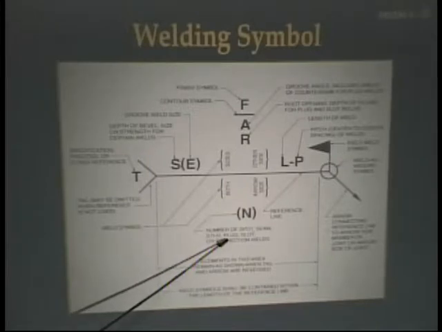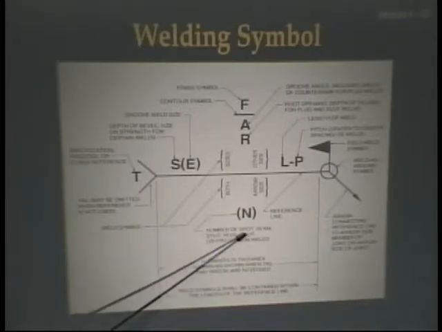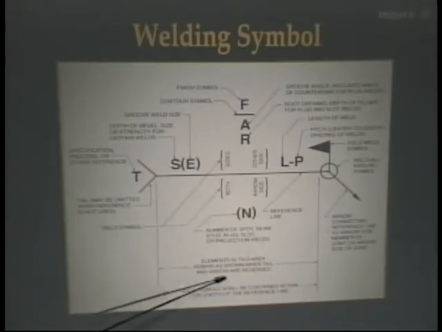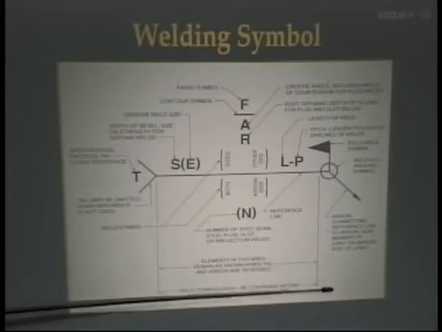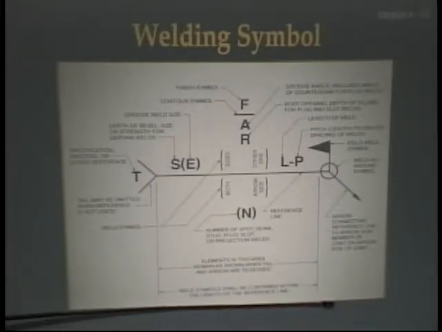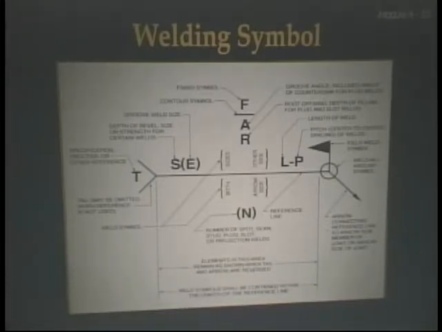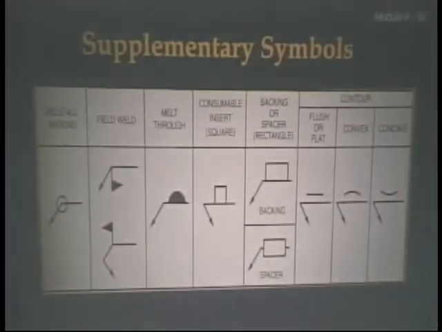Then we have, if we're doing spots, the number of spots or seams or studs or projections, and so forth. Elements in this area remain as shown when the tail and arrow are reversed, and the weld symbol shall be contained within the length of the reference line. Those are just a couple of notes on how you want to put these together. So that's what a welding symbol looks like, as opposed to a weld symbol.